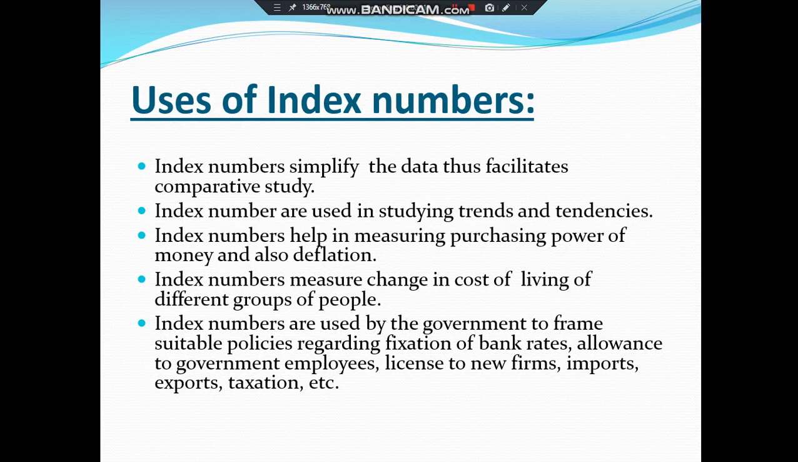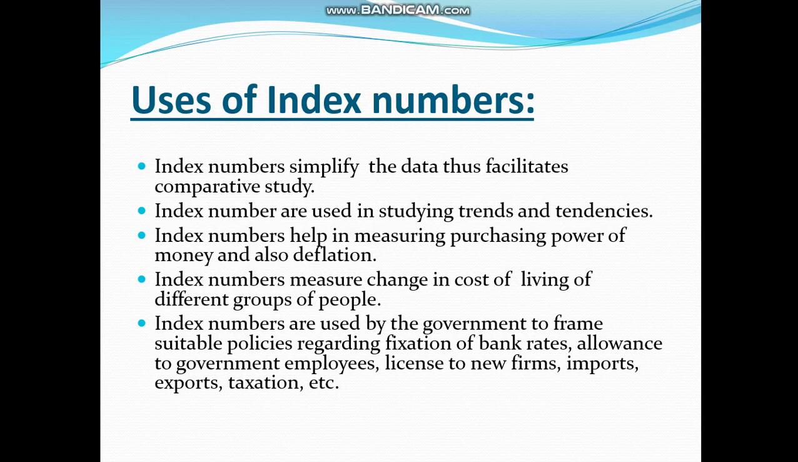Next, index numbers help in measuring purchasing power of money and also deflation. Purchasing power of money means it is the financial capacity to purchase some goods, or for some particular amount how much quantity of goods we can purchase, that is known as purchasing power. The next use of index numbers is it helps in measuring the purchasing power of money and also deflation. So, purchasing power of money means it is the financial ability to purchase something, or in simple words, for a particular amount, how much quantity of goods we can purchase, we can measure it using index numbers.